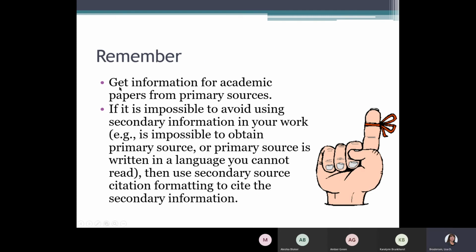Just to reinforce what I've already said a million times, get information for academic papers from primary sources. And if it's impossible to avoid using secondary information in your work, in other words, it's impossible to obtain the primary source, or the primary source is written in a language you don't read, then you should use secondary source citation formatting to cite the secondary information. That way you'll make sure that you give credit where credit is due.